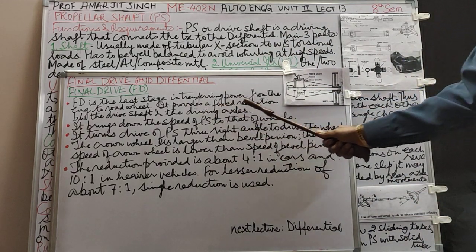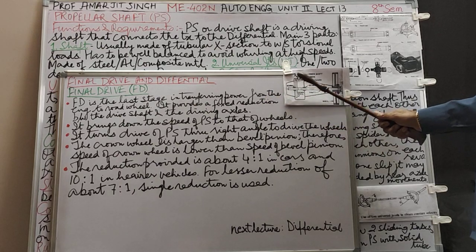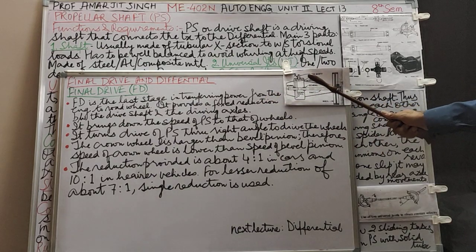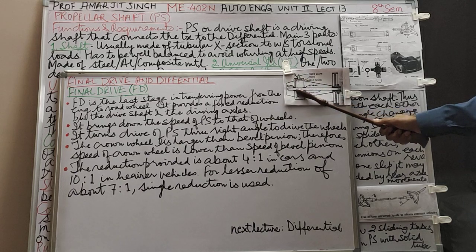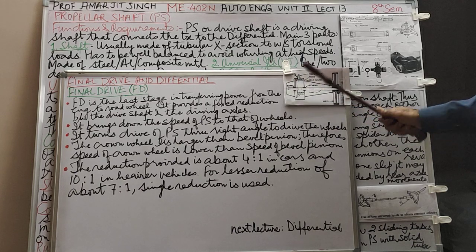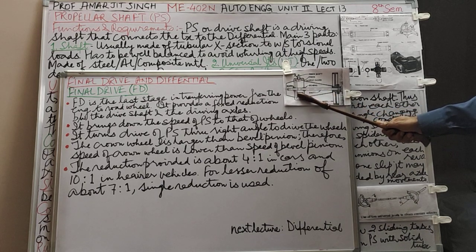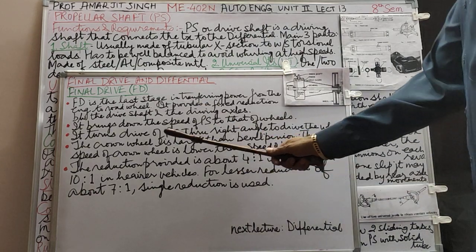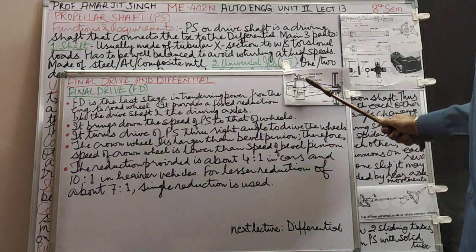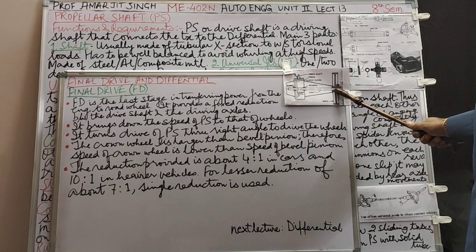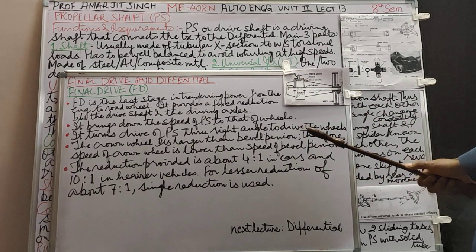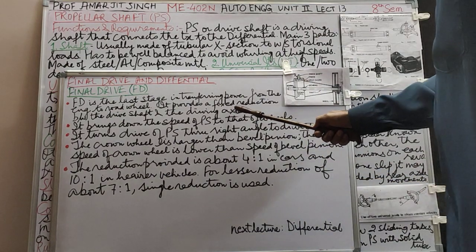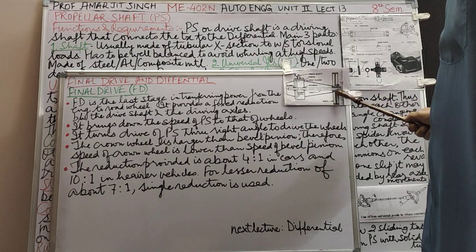It provides a fixed reduction because the size is the same, the reduction is fixed. And what will be the reduction? The number of teeth on the pinion divided by the number of teeth on the crown wheel, that becomes the reduction, which is fixed between the drive shaft and the driven axles. This is the shaft and the driving axle. This is the driving axle, this is the wheel.